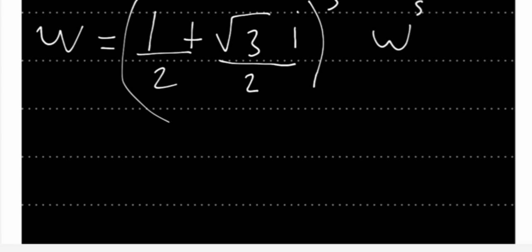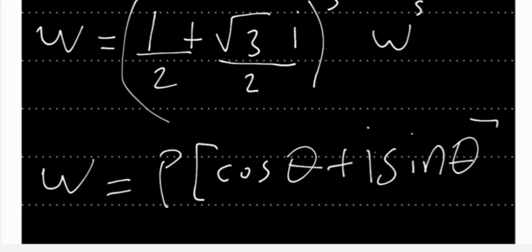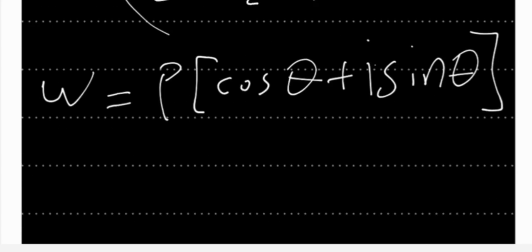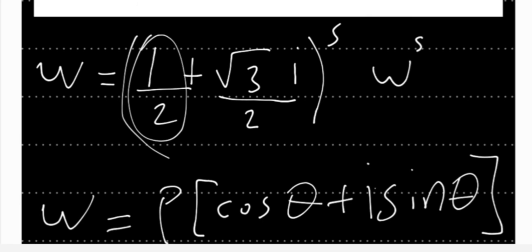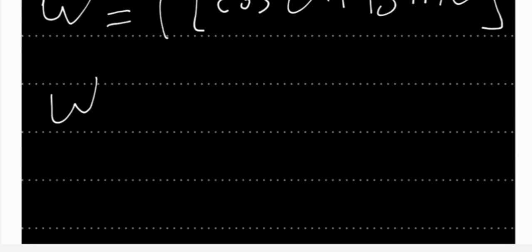So look, a complex number we can represent by cosine of the argument plus the imaginary i times the sine of the argument, right? We can represent it this way, this being the modulus. But here the modulus is 1. Why? Because look, 1/2 and square root of 3 over 2, what is it?